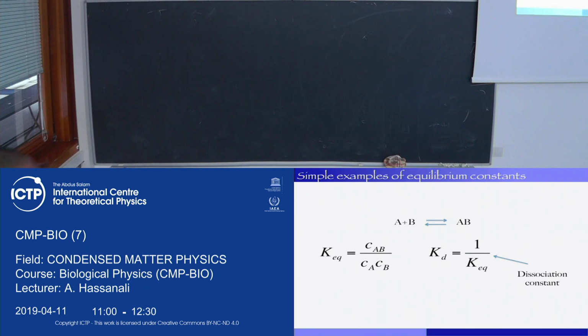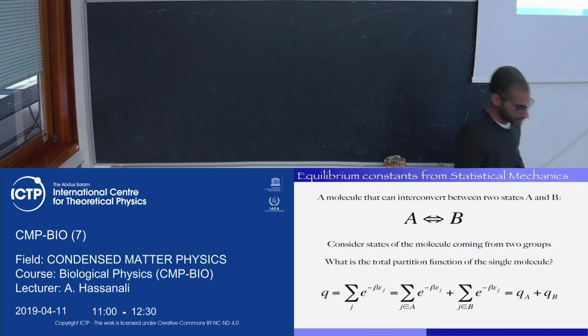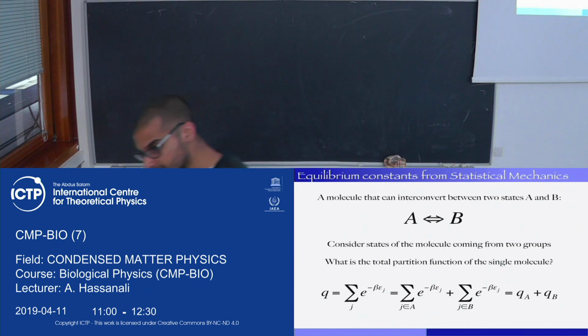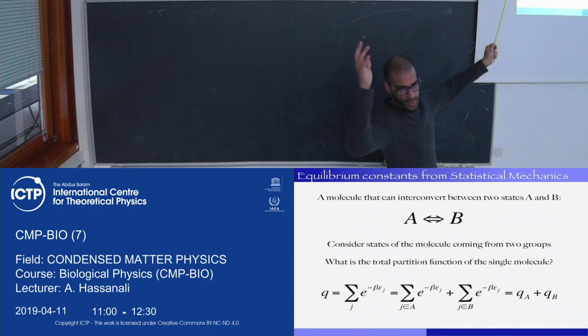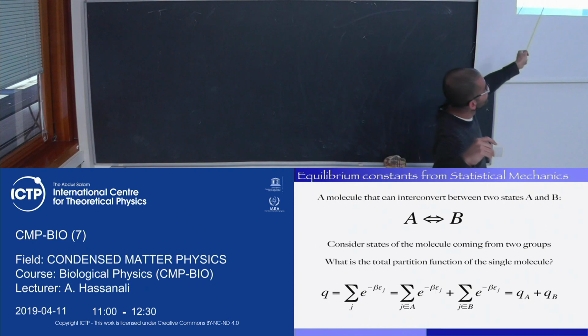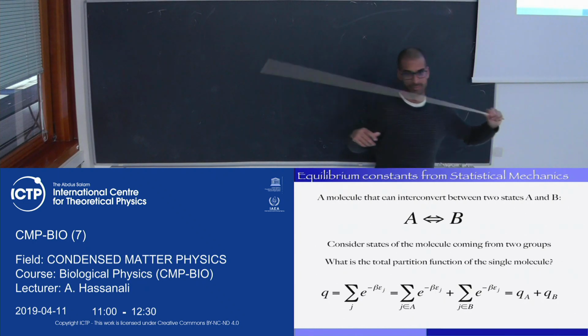Okay, so just hold on a second. Just some definitions first. That's the equilibrium constant. That's what is known as the equilibrium constant. The inverse of it is the dissociation constant. You've seen equilibrium constants from statistical mechanics already. It's just not been called that. So I have a particle. It can interconvert between two states A and B.